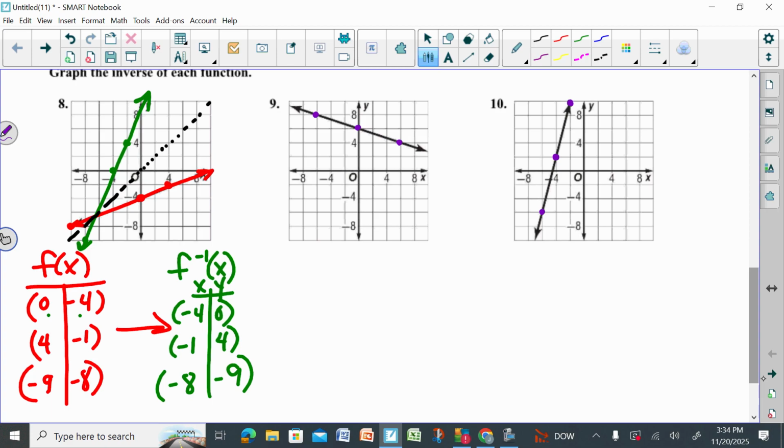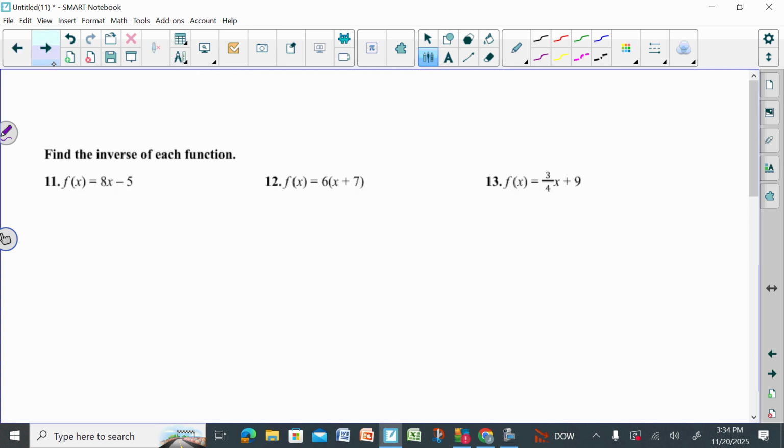All right, so you're going to do the same thing. You're going to make a table of values and then reverse it and graph it on the back side. This is probably the hardest part, but it really isn't too difficult if you follow the steps that I provided.